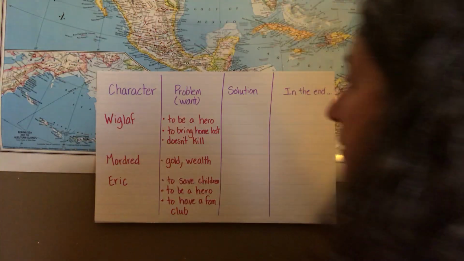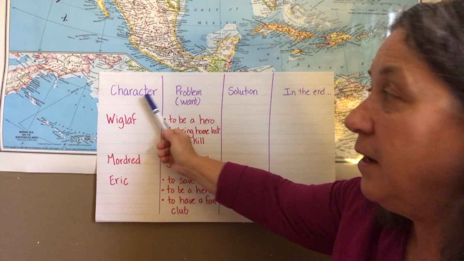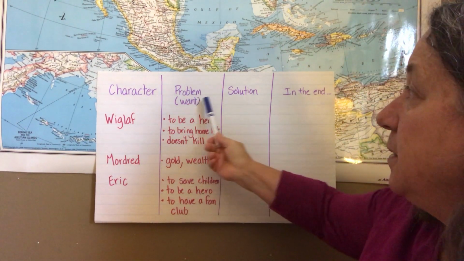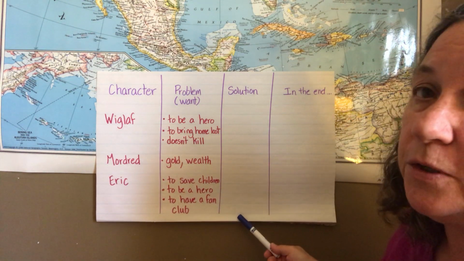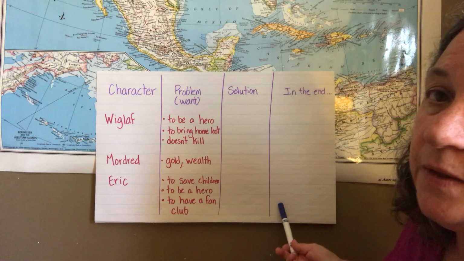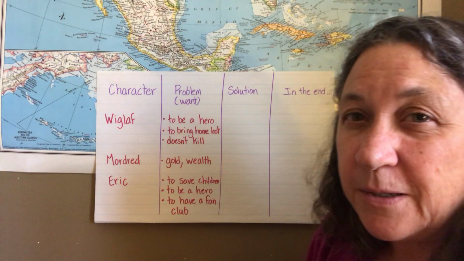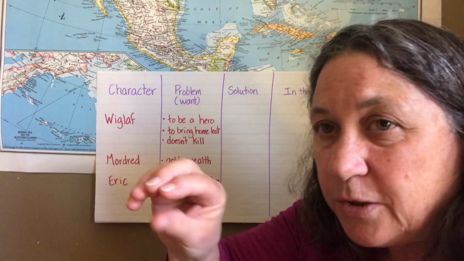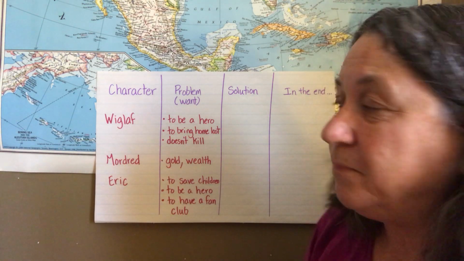So let me step out of the way a little bit. So in here we have a list of the characters and their problems or what they want. And then I have a spot for the solutions as they come up in the book, then you can record them. And then what happened in the end in regard to the character and the problem. This is something that you can keep track of as a chart. You could also make a timeline if you prefer those. So let's take a look at the chart.